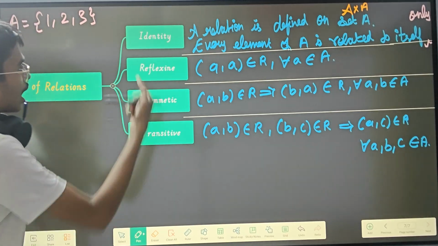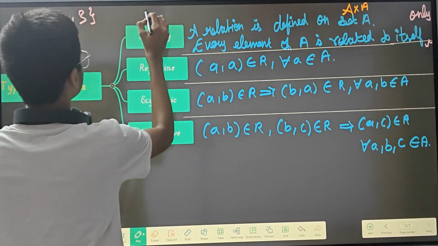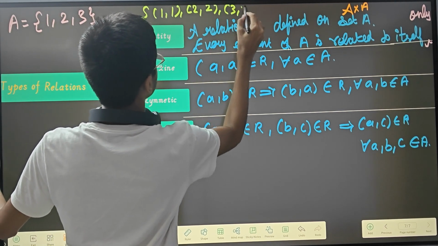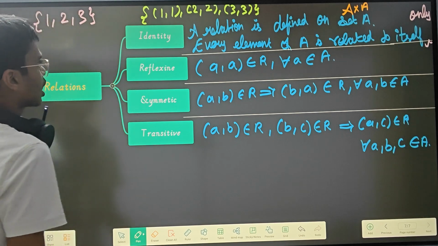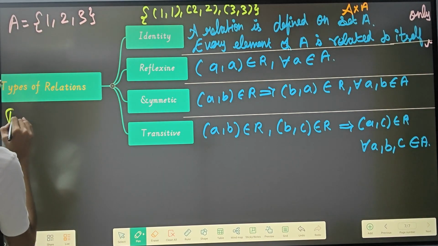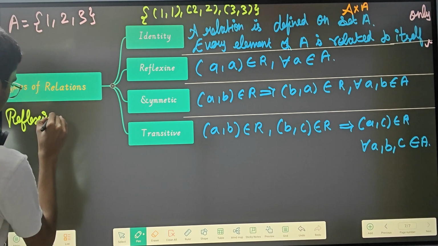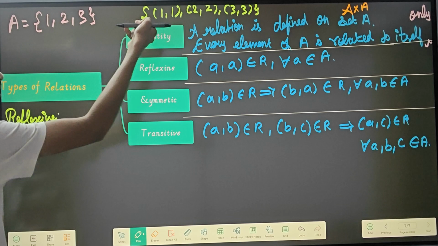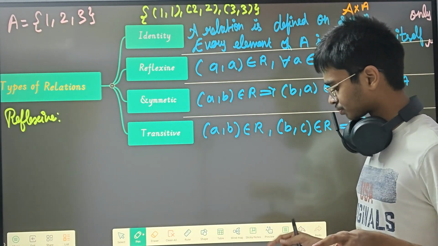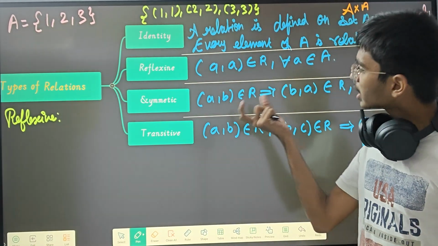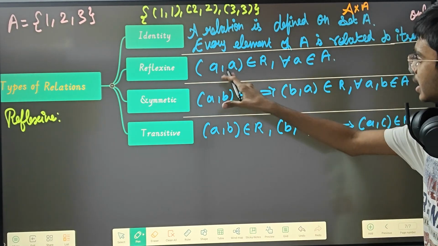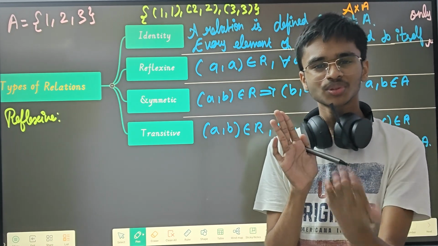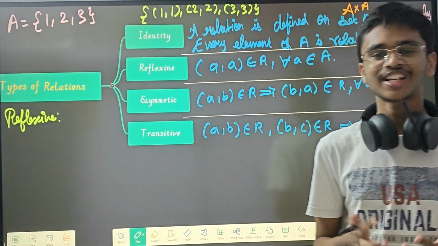First is identity, which we have already completed. It will be (1,1), (2,2), (3,3). Then coming to the case of reflexive, what does the word reflexive actually mean? You all know the reflexive image, the reflection. Yes, the word reflection is the correct word.